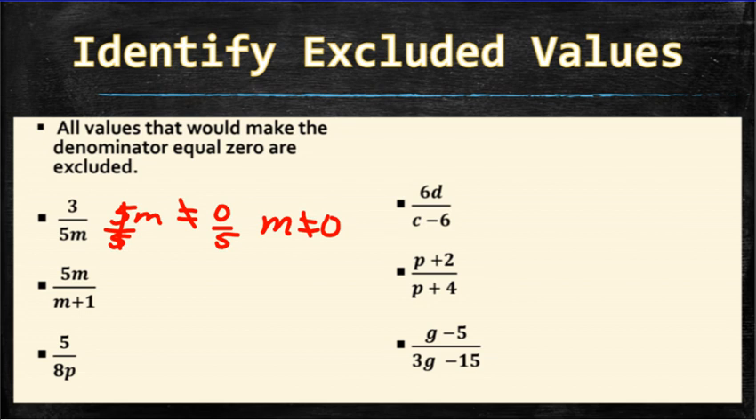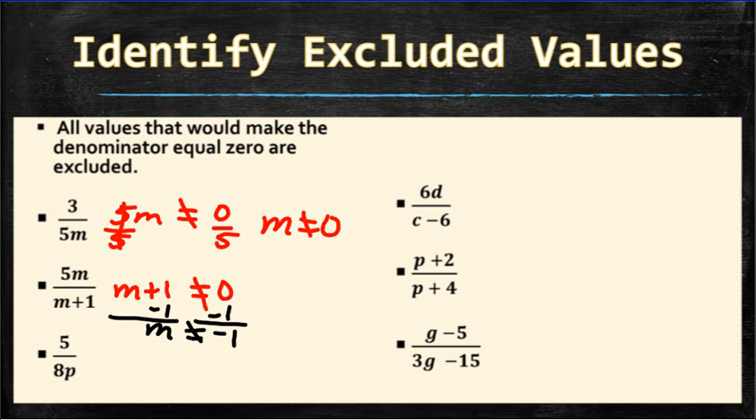Our next one, we have 5m over m plus 1. So we think of it as m plus 1 cannot equal 0, because if it is, then it's excluded. And that's what we're trying to find. So the opposite of adding 1 is subtracting 1. Whatever I do on one side, I must do on the other. So I have m cannot equal a negative 1.